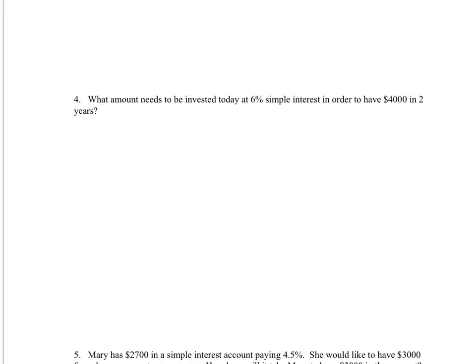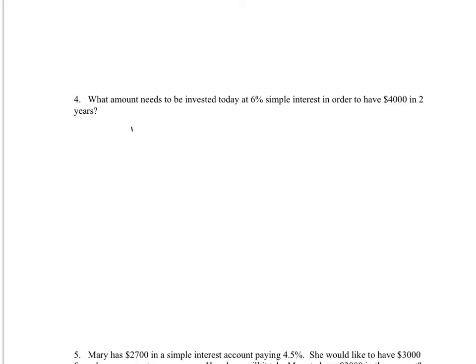Next question is similar, but we're kind of looking at it from the reverse perspective. We don't want to know how much money we're going to have at the end of an account. Instead, we want to know how much money would have to be invested today if we're earning 6% simple interest in order to have $4,000 in 2 years. Now that's a helpful thing to be able to figure out, because you may want to know how much money do I need now if I'm going to replace my car in a couple of years, or if I need to pay for tuition for college.